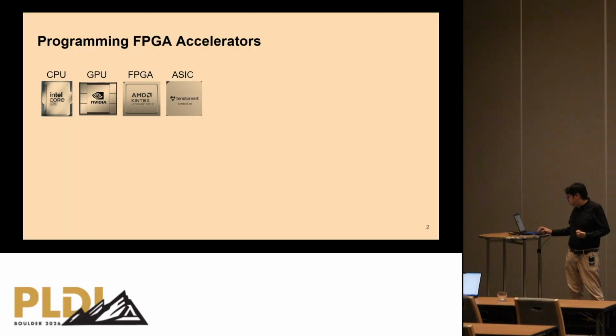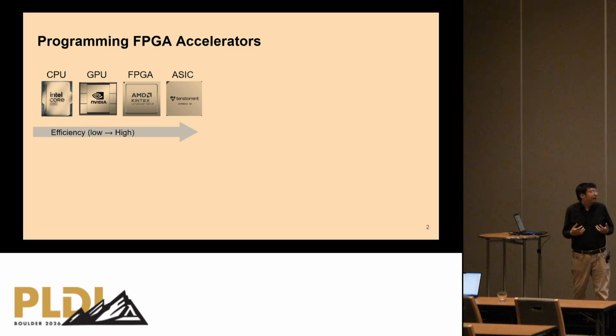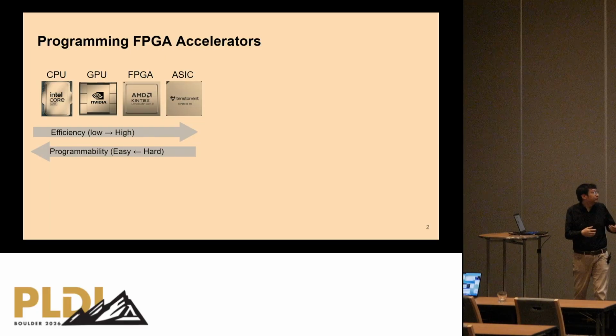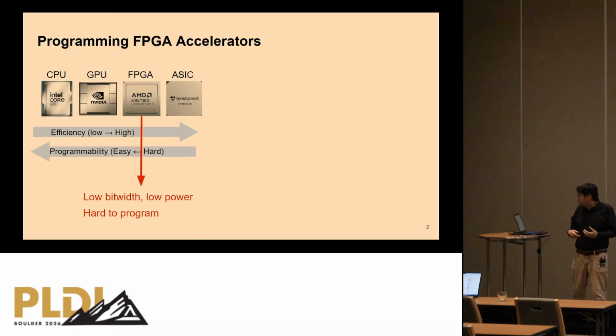But ASIC and FPGA are typically very efficient, especially in power consumption, because we can customize the hardware architecture inside. But another problem for ASIC and FPGA is they are difficult to program compared to CPU or GPU, because ASIC has a fixed architecture, and for FPGA, you need to write the HDL first to configure it. FPGA is low power, low bandwidth, and hard to program. So this is the problem we want to solve: how to program.